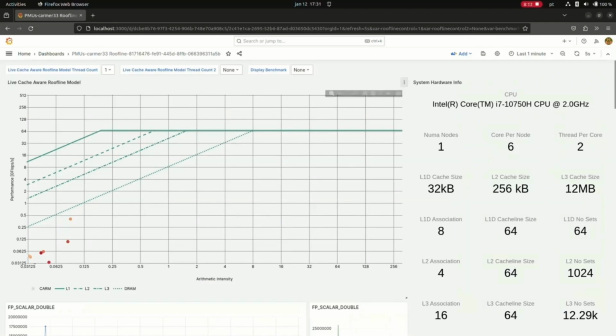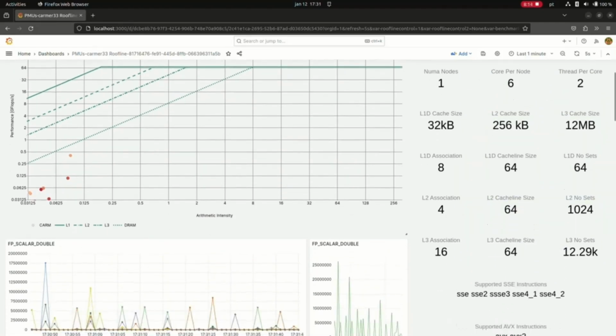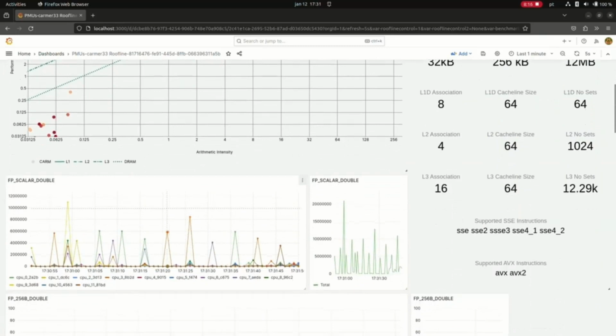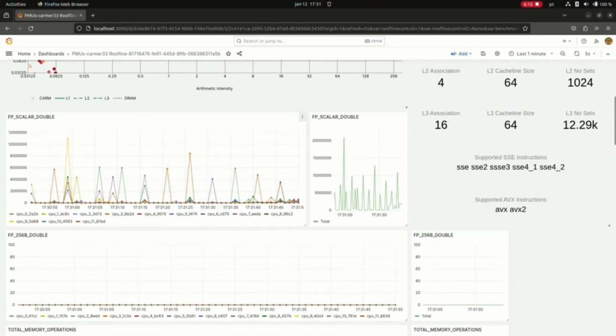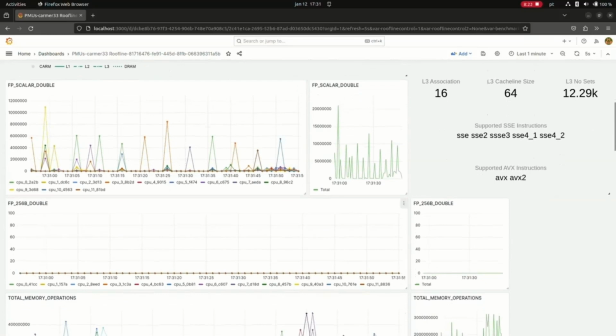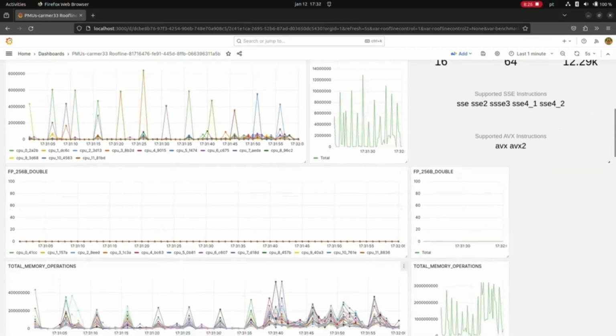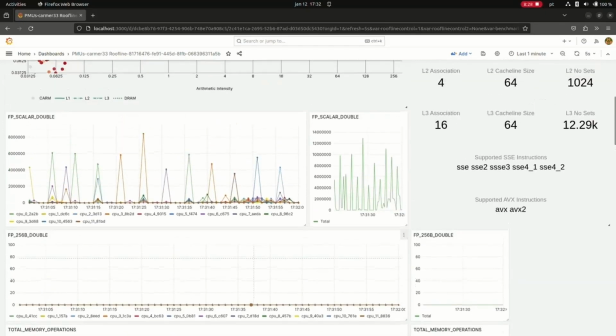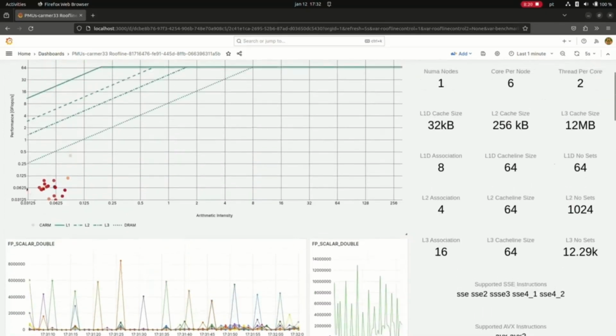Besides the LiveCarm graphs in this dashboard, we also have some performance event data, along with an info card of the target system CPU. In this case, we have floating point scalar and floating point 256 double instructions, which are actually AVX2 floating point instructions, and total memory operations being displayed. So right now my system is idle.